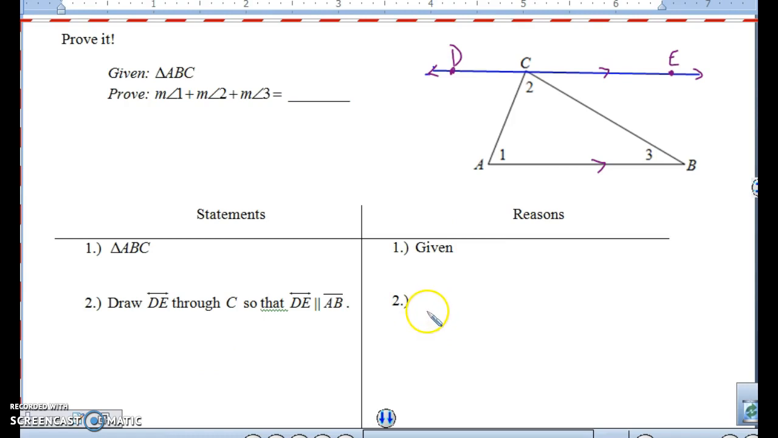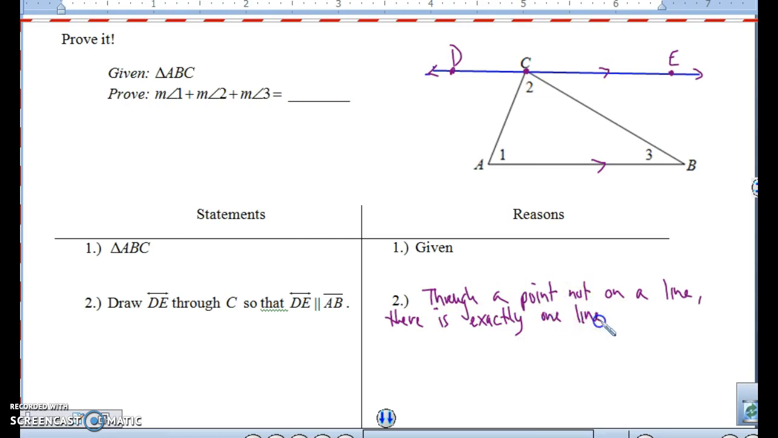Well, remember the theorem we talked about yesterday, just kind of in passing. If you have a point, we have point C right here, and you want to draw a line through it that's parallel to a given line, there's only one line that can be drawn parallel to a given line. So, through a point not on a line, there is exactly one line that can be drawn parallel to a given line. That is a theorem we talked about yesterday, just kind of in passing. So, when I drew this line here, there is only one line that can be drawn that will be parallel to this line that goes through point C. So that's our little auxiliary thing.